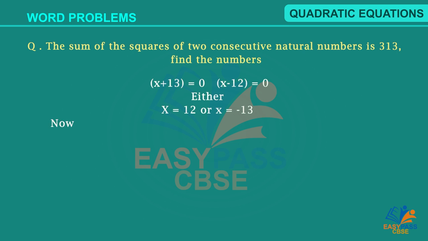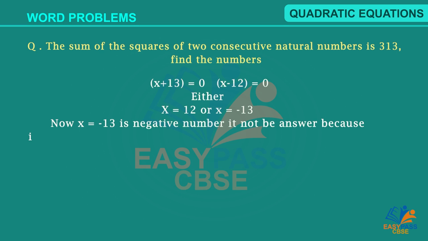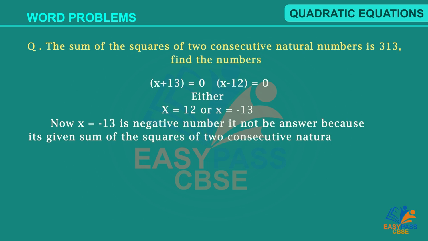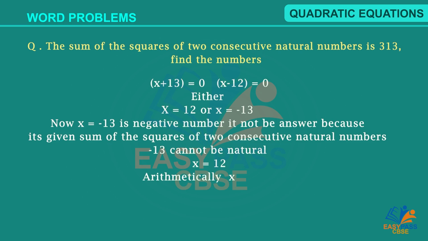Now, x is equal to minus 13 is a negative number. It cannot be the answer because it's given the sum of squares of two consecutive natural numbers. Minus 13 cannot be natural. Therefore, my answer is x is equal to 12. And automatically, x plus 1 is equal to 13. Therefore, required answers are 12 and 13.